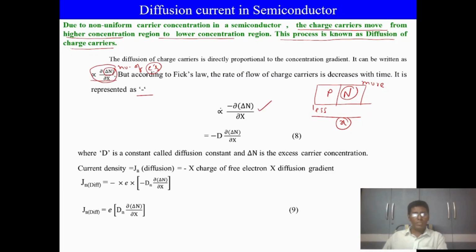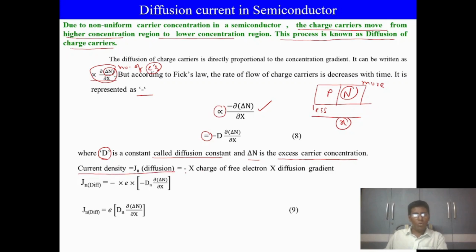Now in this expression, remove the proportionality symbol. I am keeping it equal to minus D into ∂Δn/∂x. In equation number 8, D is a constant. This constant is called the diffusion constant, and Δn is the excess electron concentration in the n region. Now we need the equation for the current density due to the diffusion process.